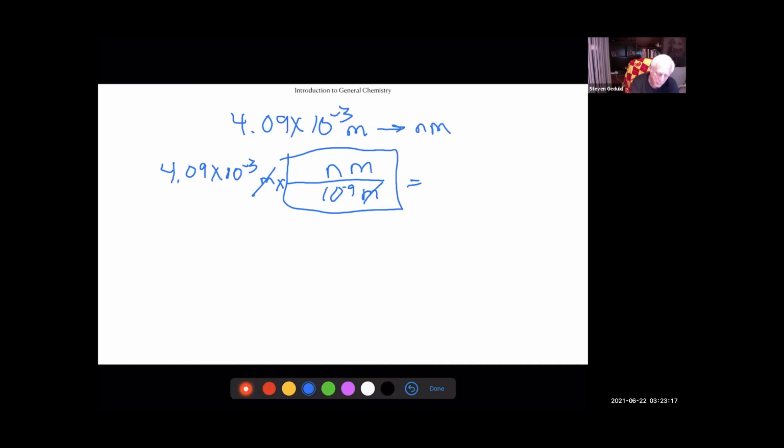And this becomes 4.09 times 10 to the, remember you bring this up, you change the sign. So minus 3 plus 9 becomes 10 to the 6 nanometers. Okay. So whenever you do exponents, you bring it up, it changes the sign, then you add them. When you multiply exponents, you just add.